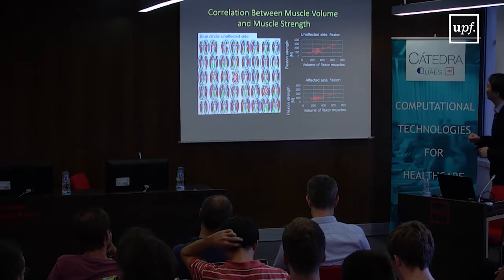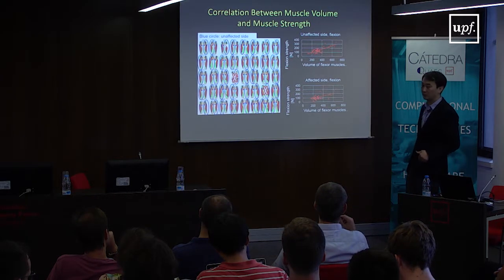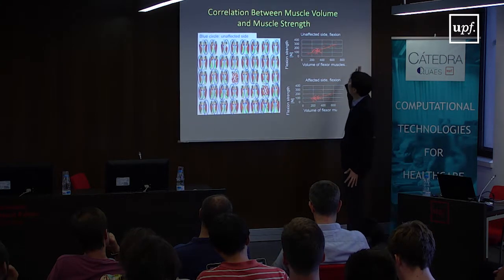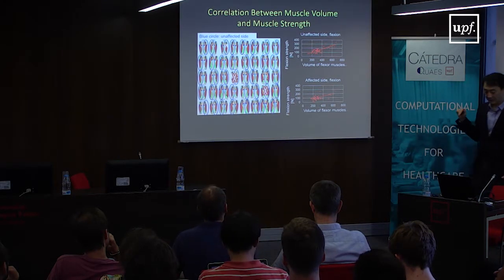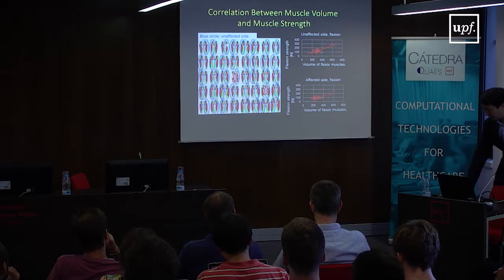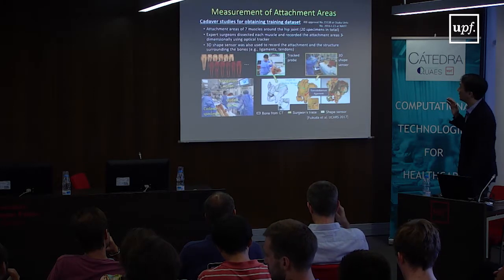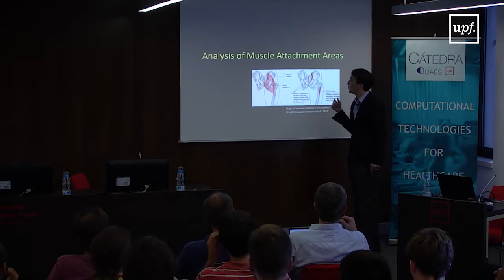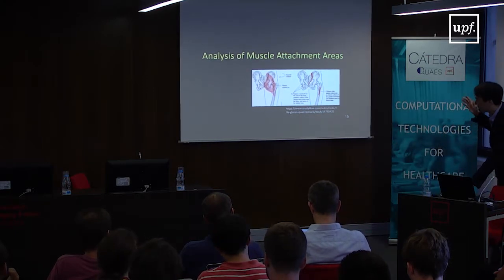One thing we have done here is to measure muscle force physically, and we analyzed the correlation between muscle volume and muscle force, which correlates pretty well. And the next topic here is the analysis of attachment areas, this part. This is very hard to estimate from image, actually, as you can imagine. Image does not provide information of physical attachment.